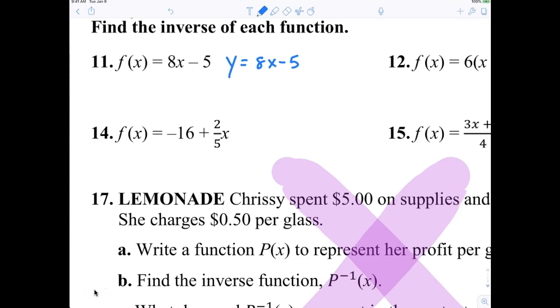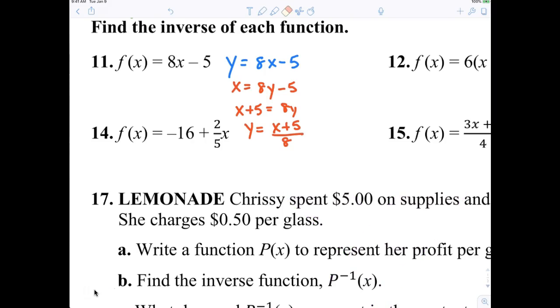So x equals 8y minus 5. Add 5 to both sides. x plus 5 equals 8y. And now what? Divide by 8. So y equals x plus 5 all over 8. And now, do you remember the symbol? There you go. f inverse of x is equal to x plus 5 over 8.